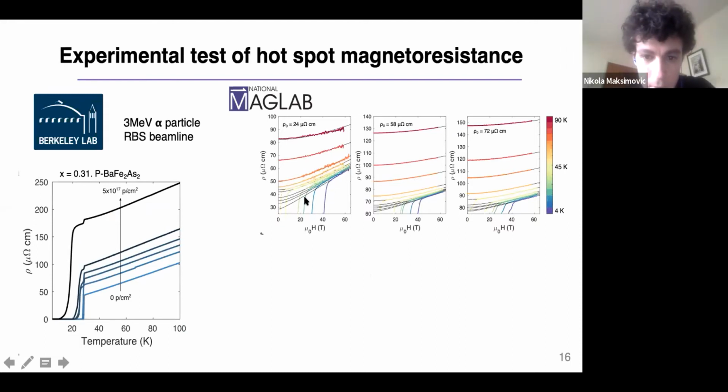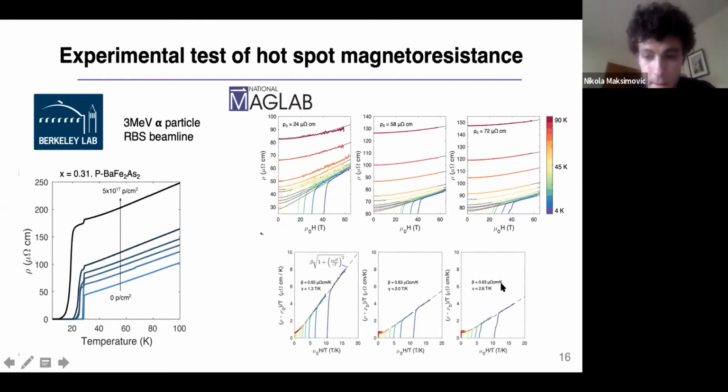Shown in the black lines are the calculated curves, the modeling based on Alex Koshelev's model. And in all cases, we can do this simple scaling relation where we divide resistivity by temperature and magnetic field by temperature. As you disorder the system, the magnetoresistance decreases overall, and the coefficients of the scaling function change slightly.